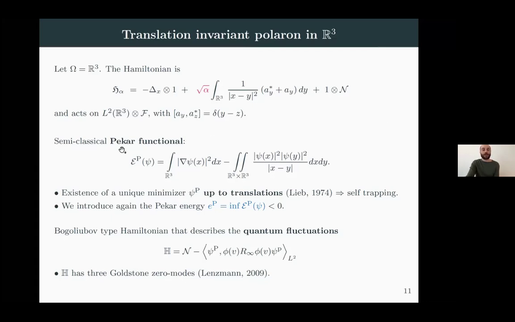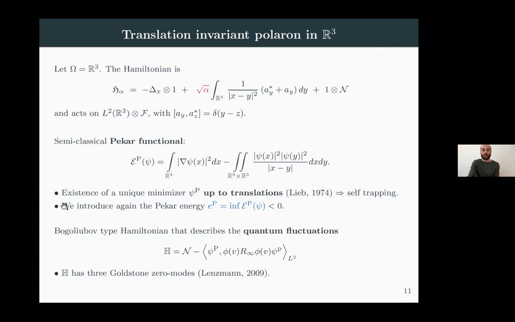Now we can introduce again the semiclassical model in terms of this nonlinear Pekar functional, where we have this attractive density-density self-interaction for the electron via this Coulomb potential. And in this case, it's known that the Pekar functional has unique minimizers, psi P, but only up to translations. So this goes back to a work by Lieb. And this effect is sometimes referred to as self-trapping, since we have a translation invariant energy functional, but the ground states are localized at some point in space because they're caught by their own polarization fields.